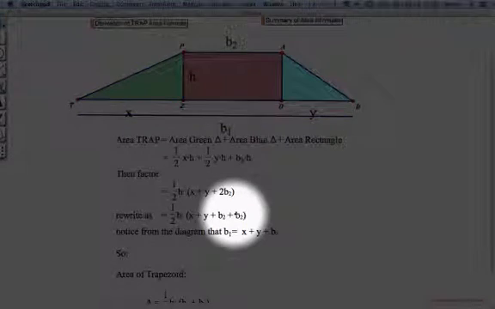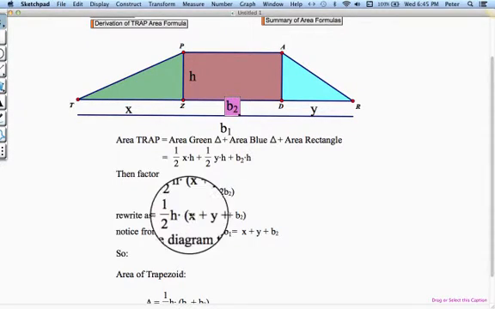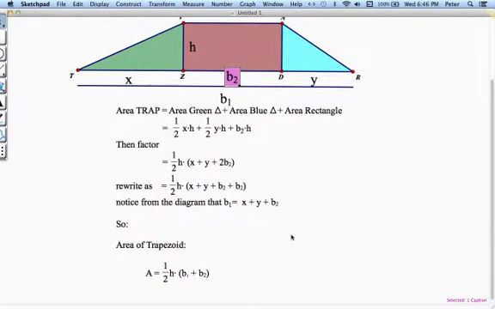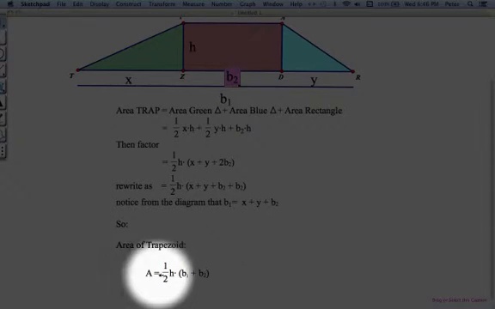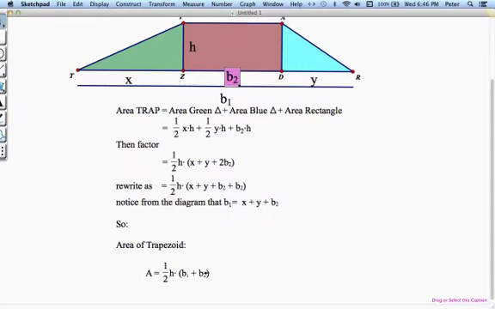And why did I do that? Because if you notice from the diagram, base 1 equals x plus y plus that b2 again. So I can rewrite the first three terms as b1, which allows me to rewrite my area formula as 1/2 h times (b1 plus b2). And that's the simplified formula for a trapezoid that you usually see.